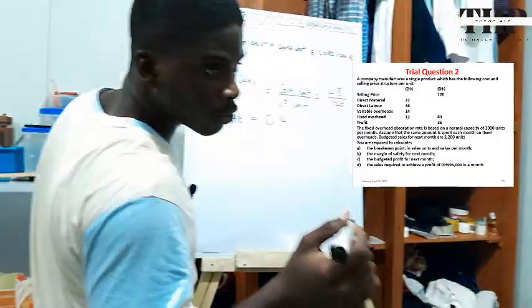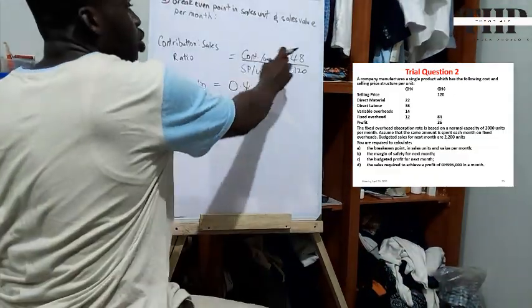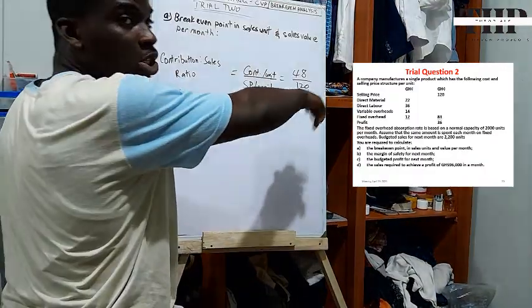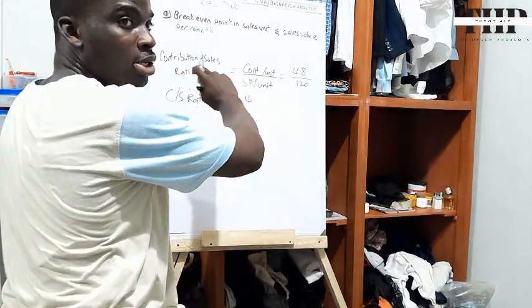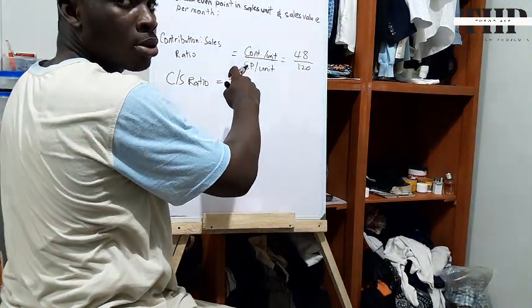That gives 0.4, right? The 48 is not the variable cost, it is the contribution per unit, the 36 plus the 12 that we just completed. Profit plus fixed cost is the contribution per unit.